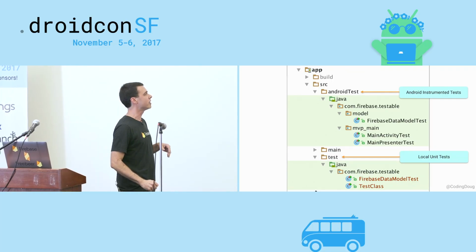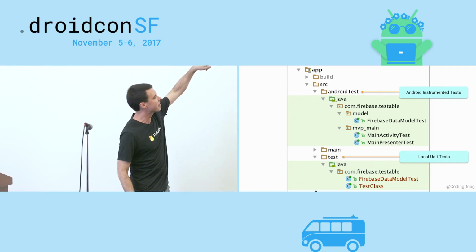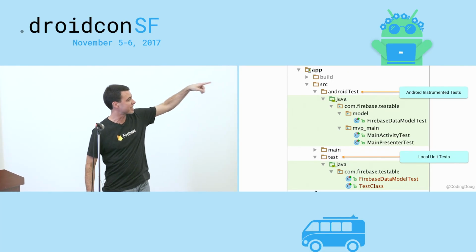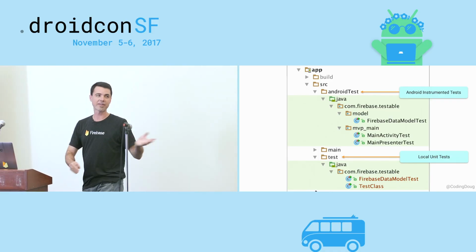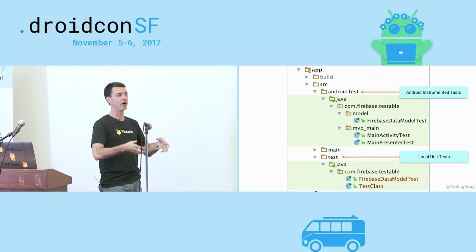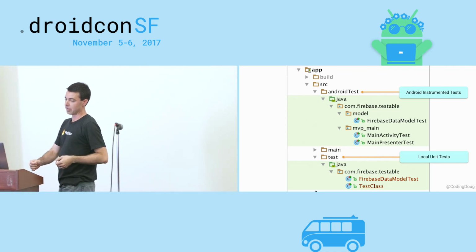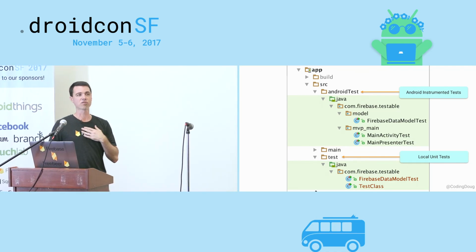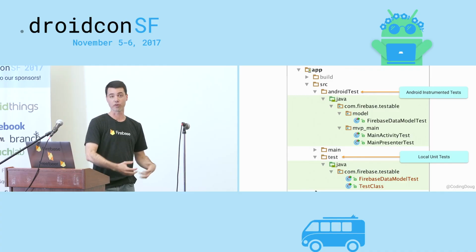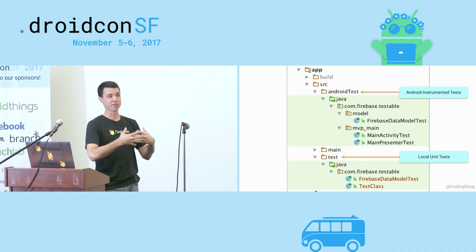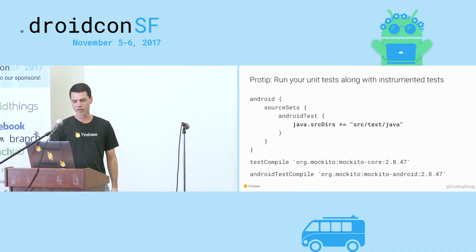Now, if you're working in Android Studio, under the androidTest folder you have your instrumentation tests, and under the test folder you have local unit tests. And like I said, local unit tests typically run on your computer. Instrumentation tests run on a device. The thing is, I don't like to run them separately. I want to run them all together, and I want to run them all together on as many devices as possible. So there's a little pro tip here.